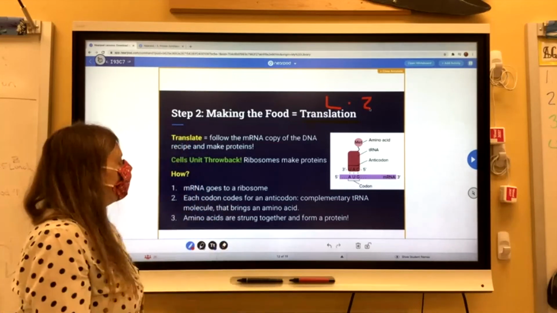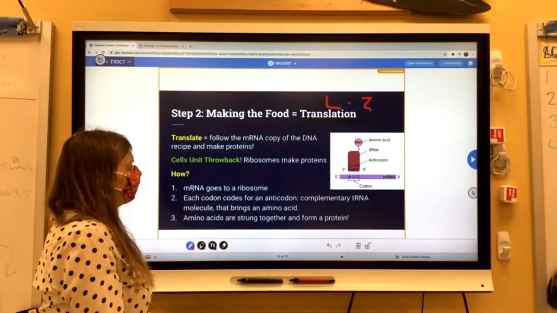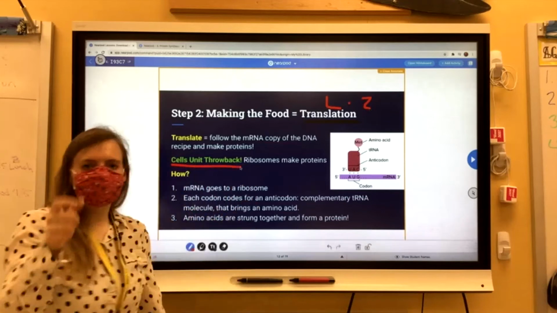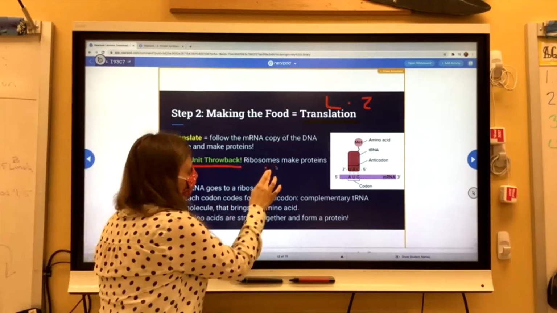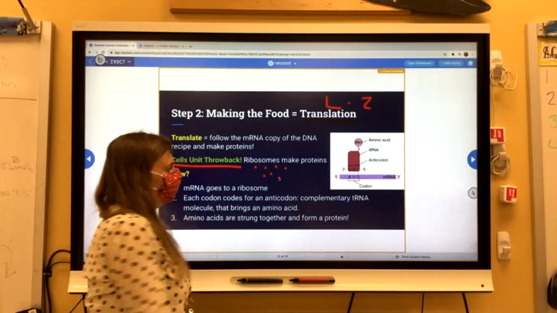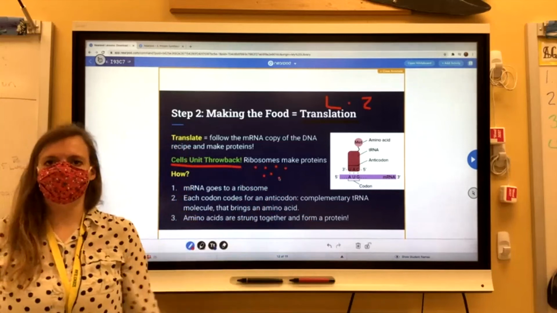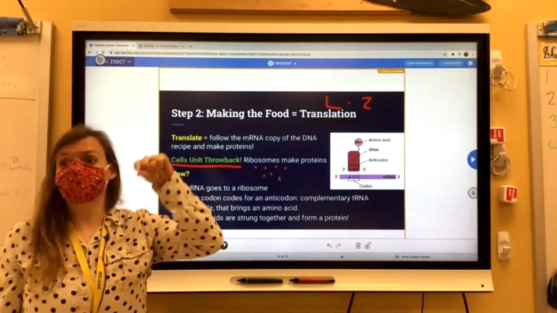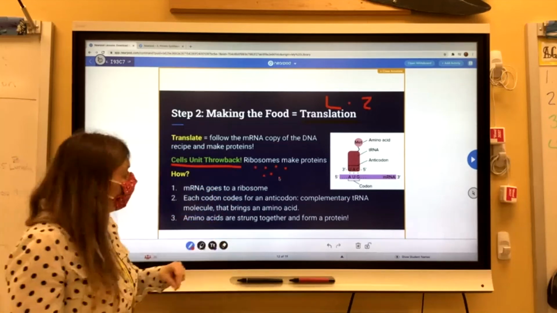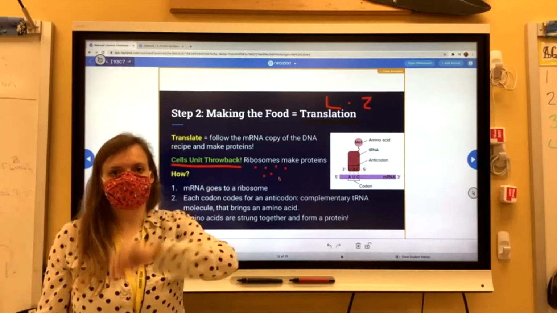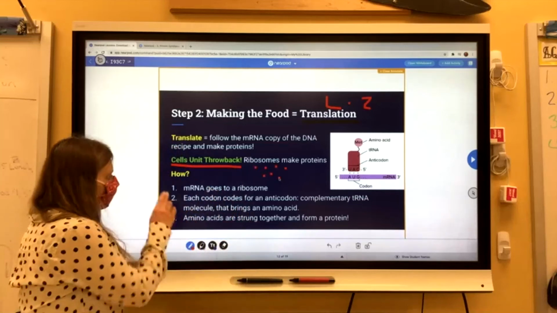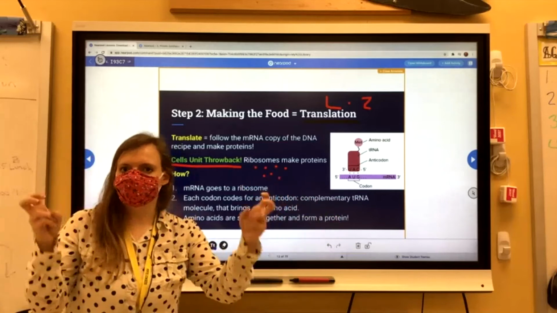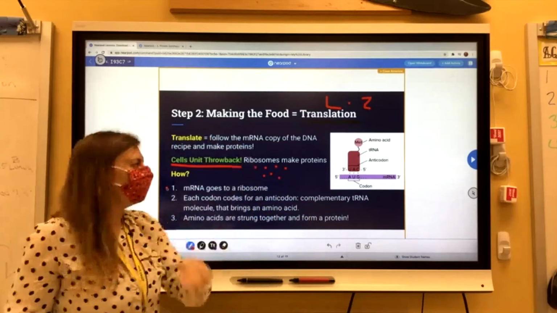All right, and so I just want to remind you of this throwback. In the cells unit, we learned about ribosomes, and we drew them as these little dots, right? We're like, yay, ribosomes, they're the dots in the cell, woohoo, and they make proteins. Well, here we are. We're circling back to it. Those little dots are actually really important. And we're going to talk about how they actually make the protein. So here we go. Step 1, the mRNA molecule, remember the copy of the recipe, is going to go to a ribosome.